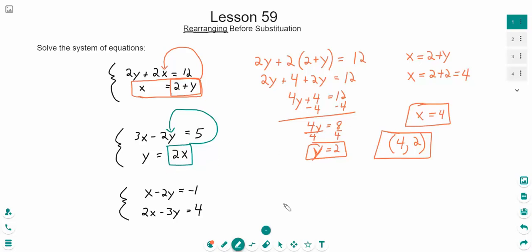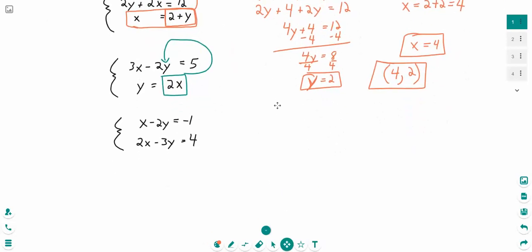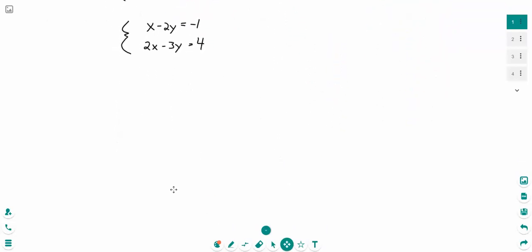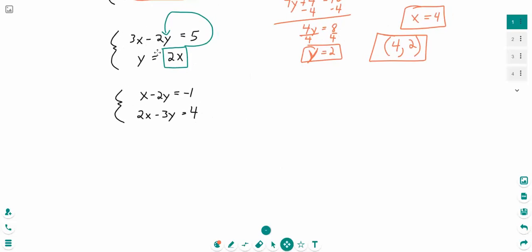Now, I went through that pretty quickly, but that is just review. Let's look at this next problem. This is what our focus will be on for this class. So in this problem, look at it closely. Can you see a difference between this problem and the previous problem? Just take a minute and study that problem. What's different about it?